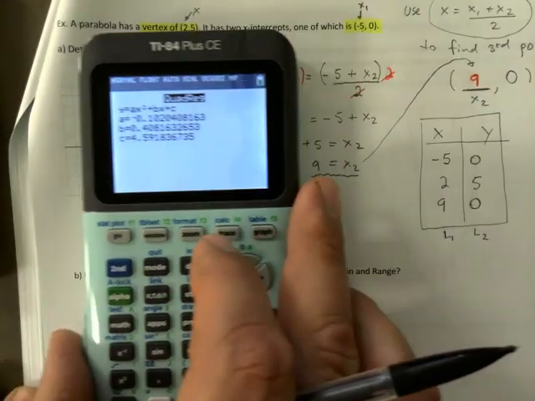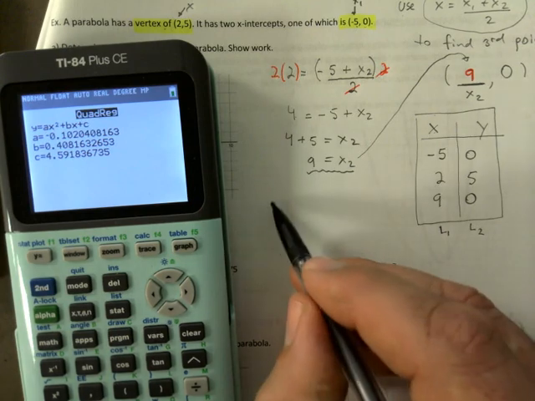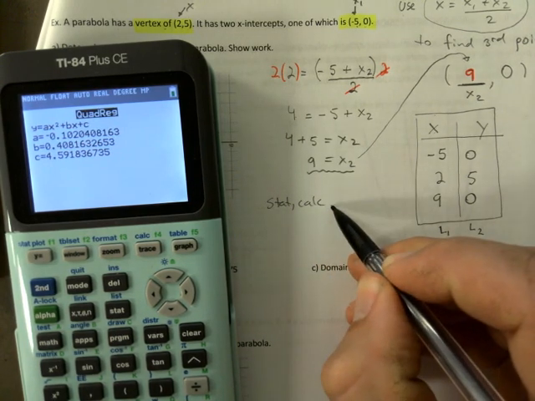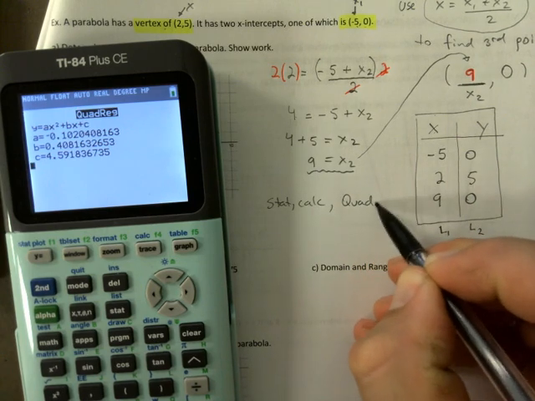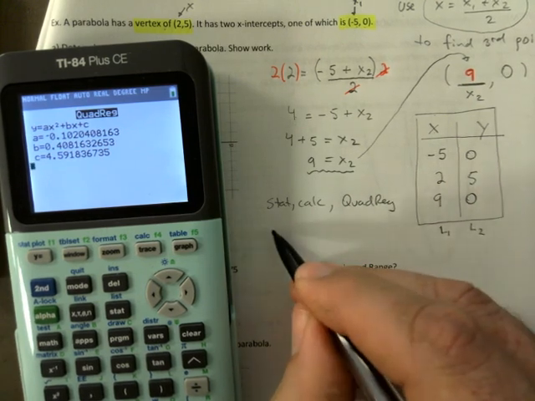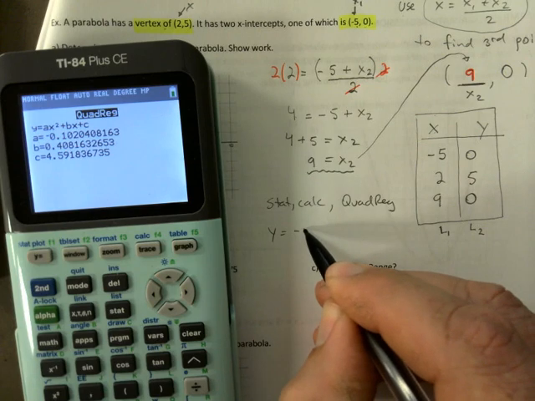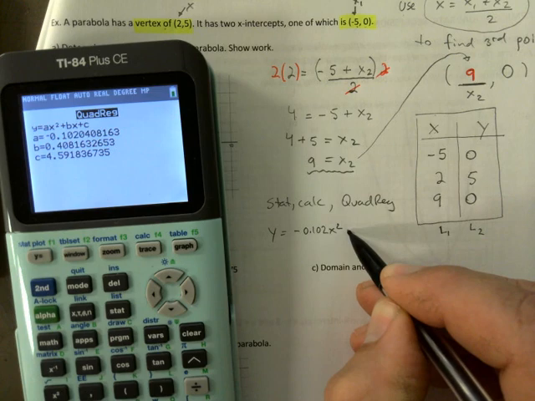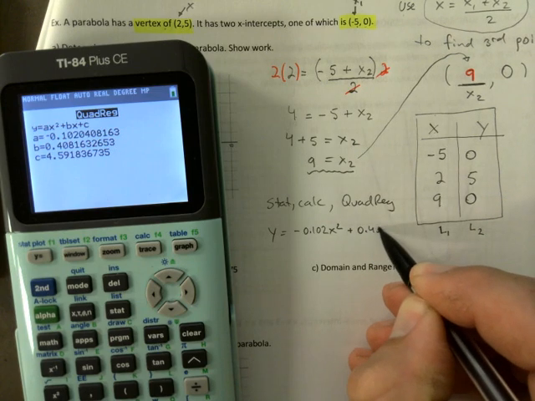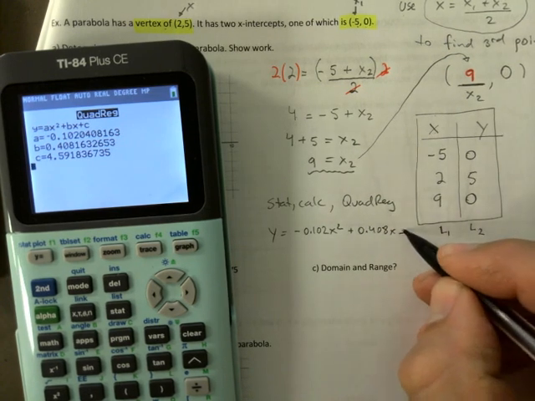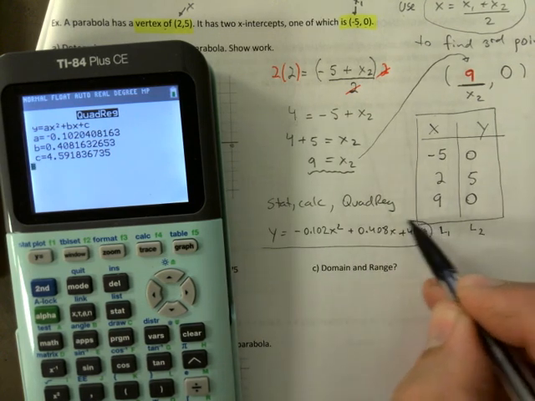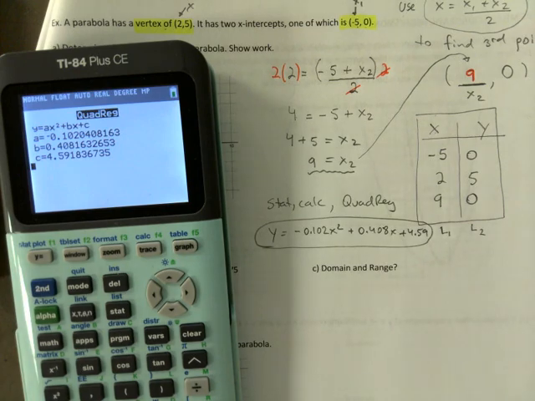So I'm going to show my work here. I'm just going to go stat, calc, quad reg. And here it is. Negative 0.102 x squared plus 0.408 x plus 4.59. That is the equation that models this curve.